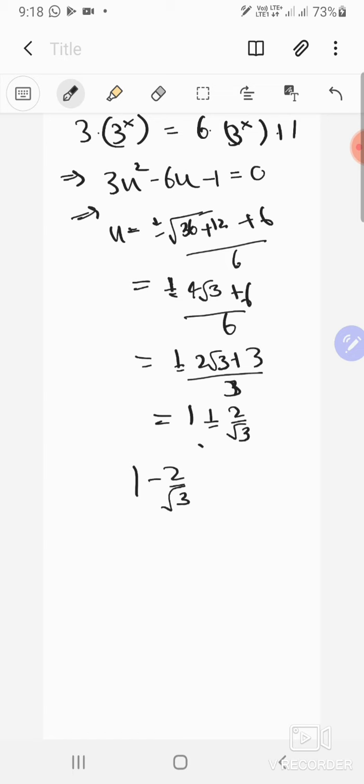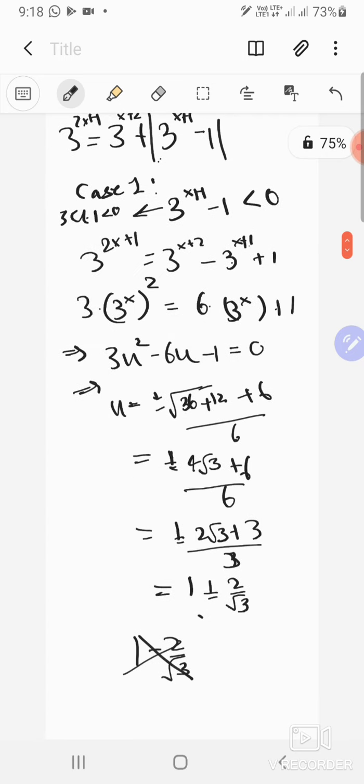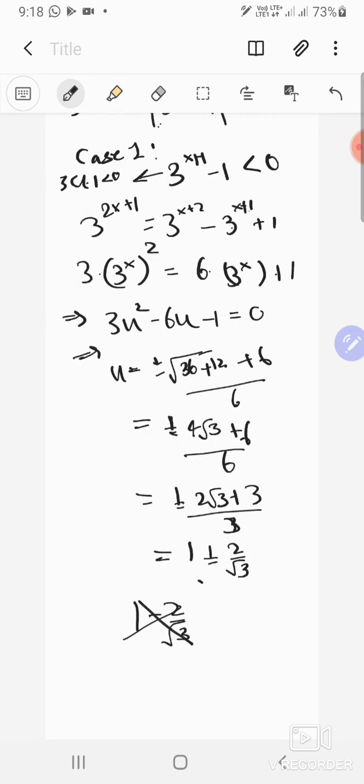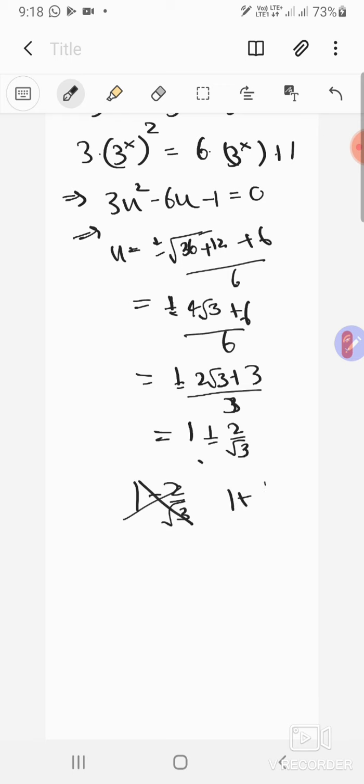Okay, so 1 minus something which is greater than 1 is negative, so that means this can be discarded, because we set u to be equal to 3 to the x, but it cannot accept a negative value. Which means the only remaining thing is 1 plus 2 by root 3. I think we are going correct on that.